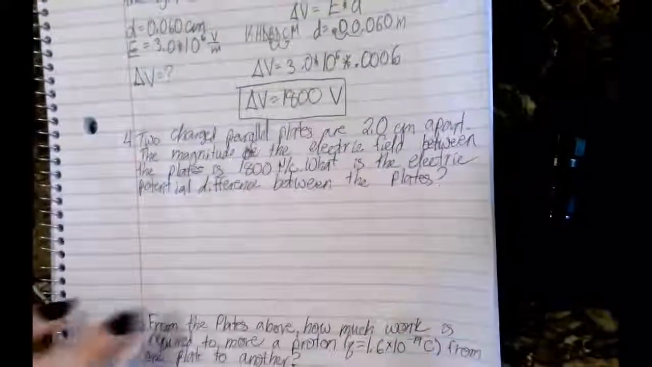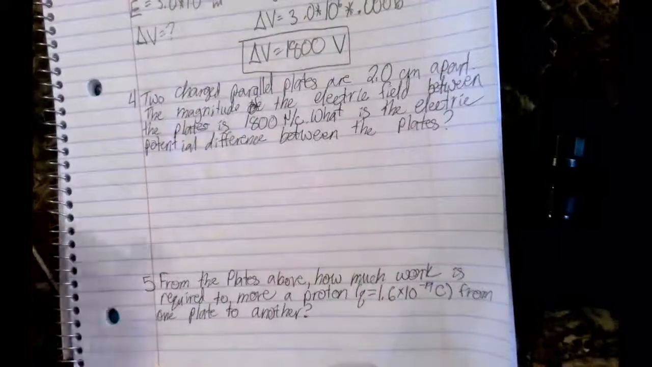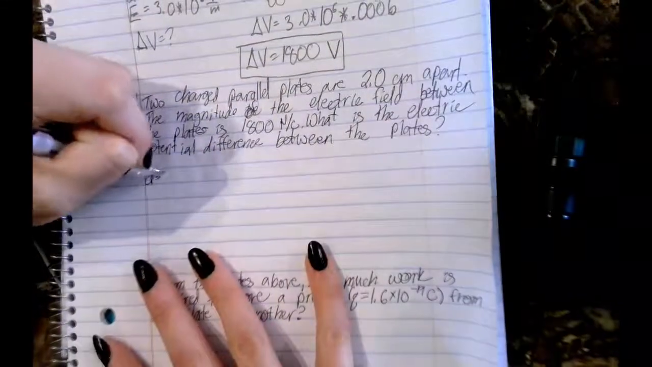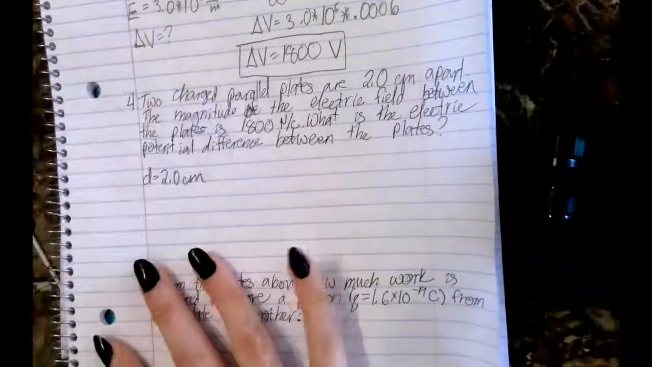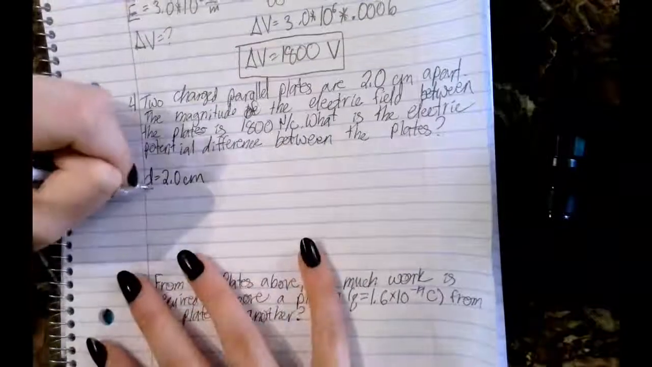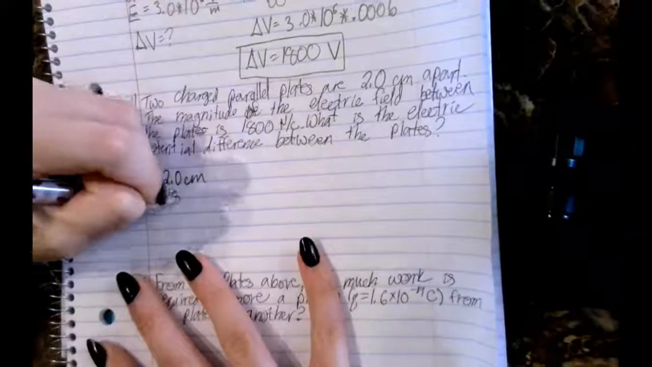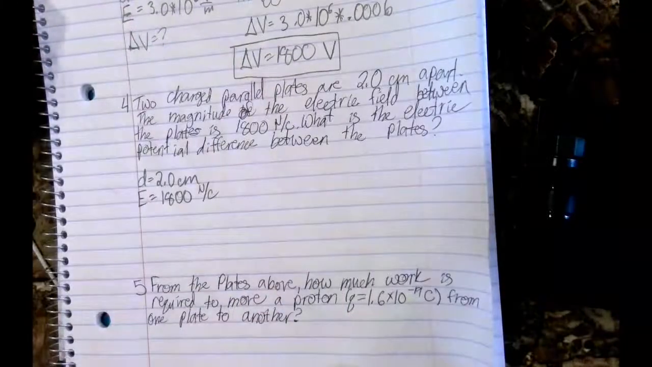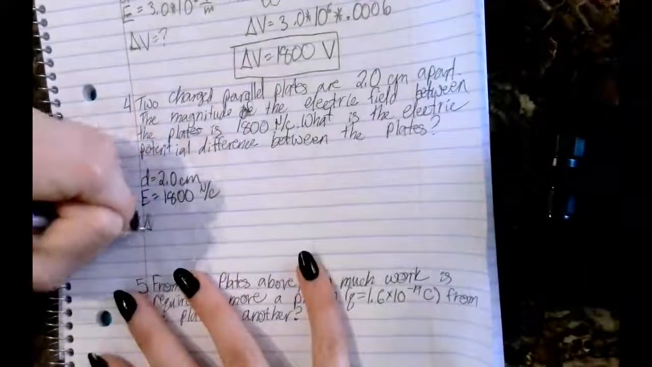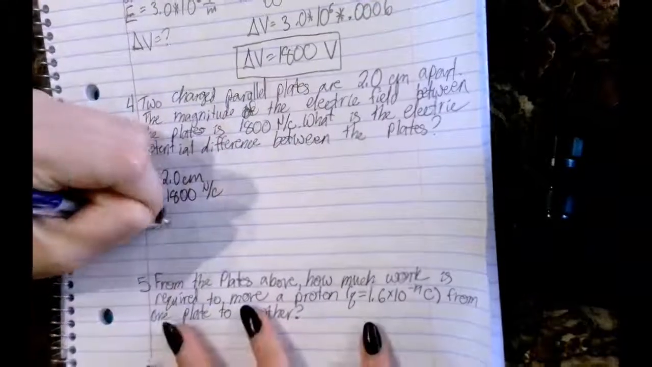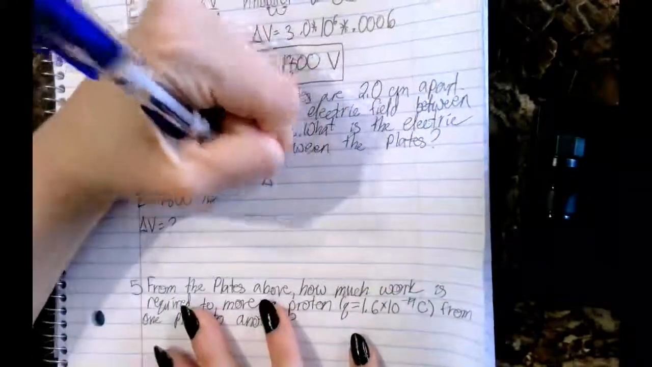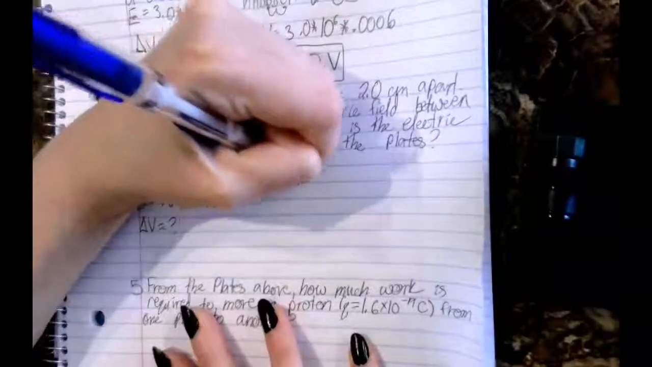Almost there. All right. 2 charged parallel plates are 2.0 centimeters apart. D equals 2.0 cm. The magnitude of the electric field between the plates, E, is 1800 newtons per coulomb. We want to know the electric potential difference between the plates. I want, again, delta V. So we're going to use the same formula. Delta V equals E times D.